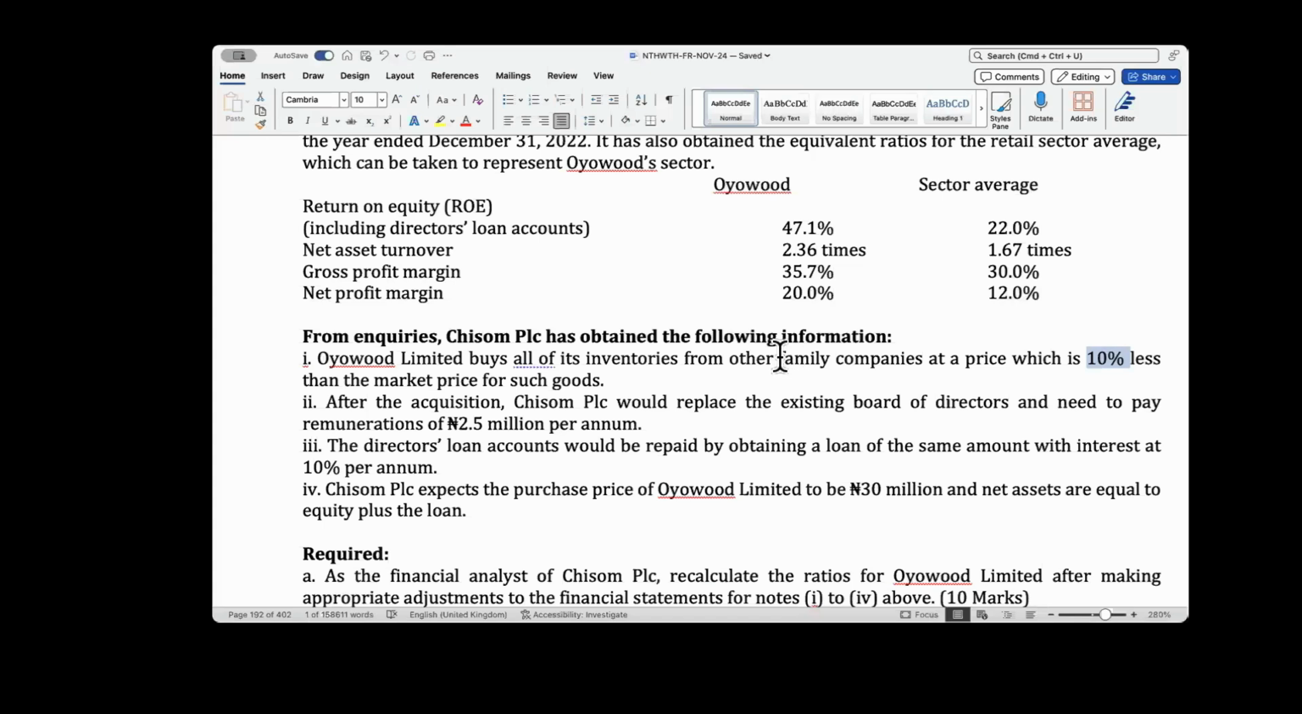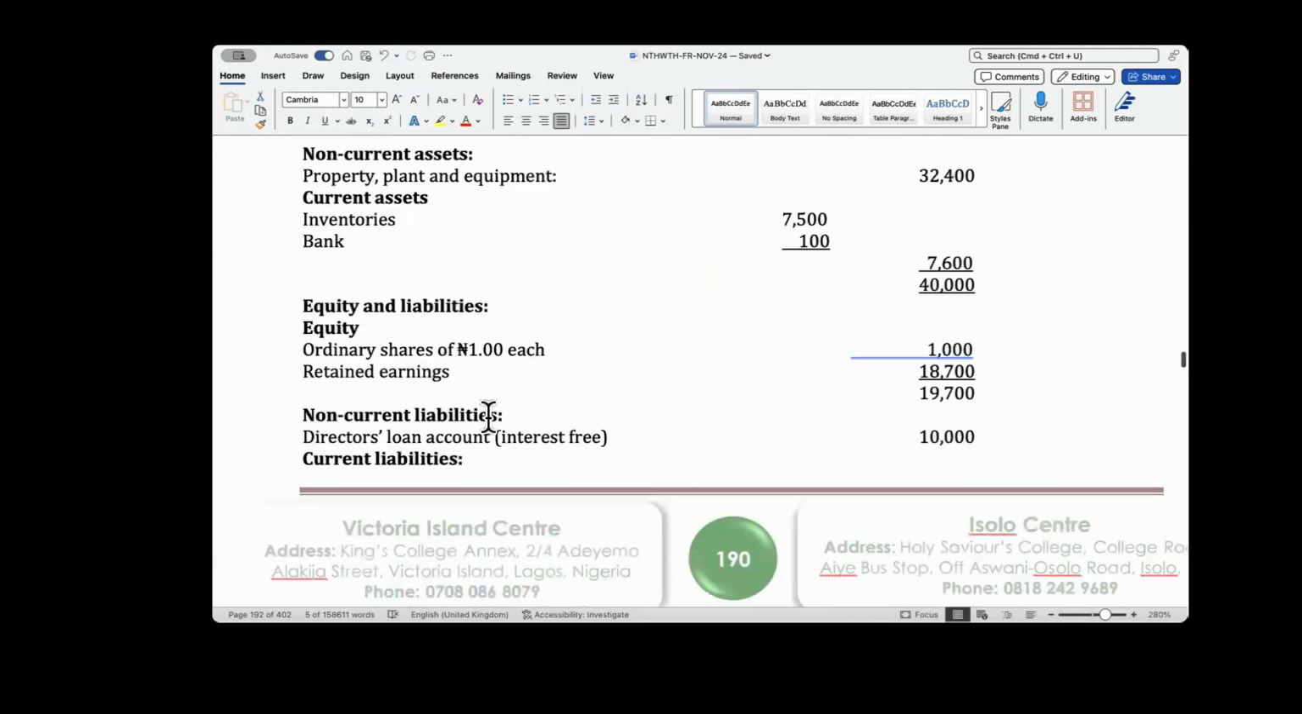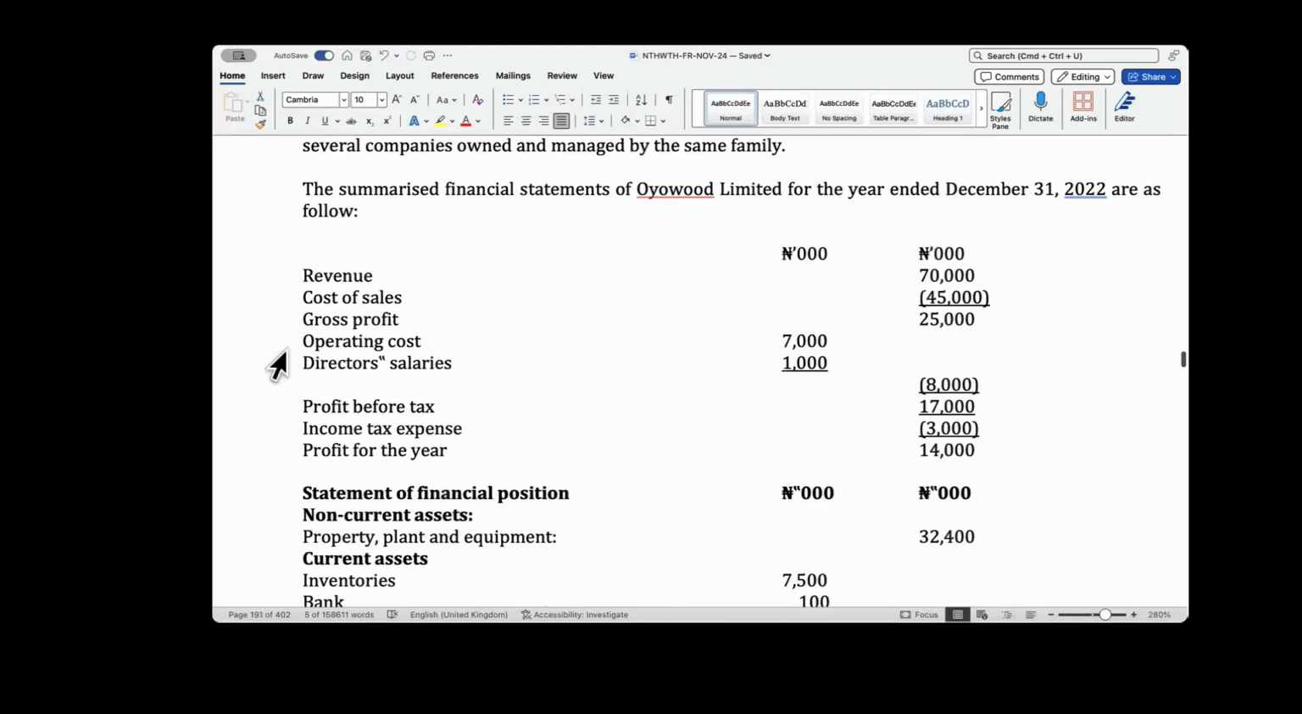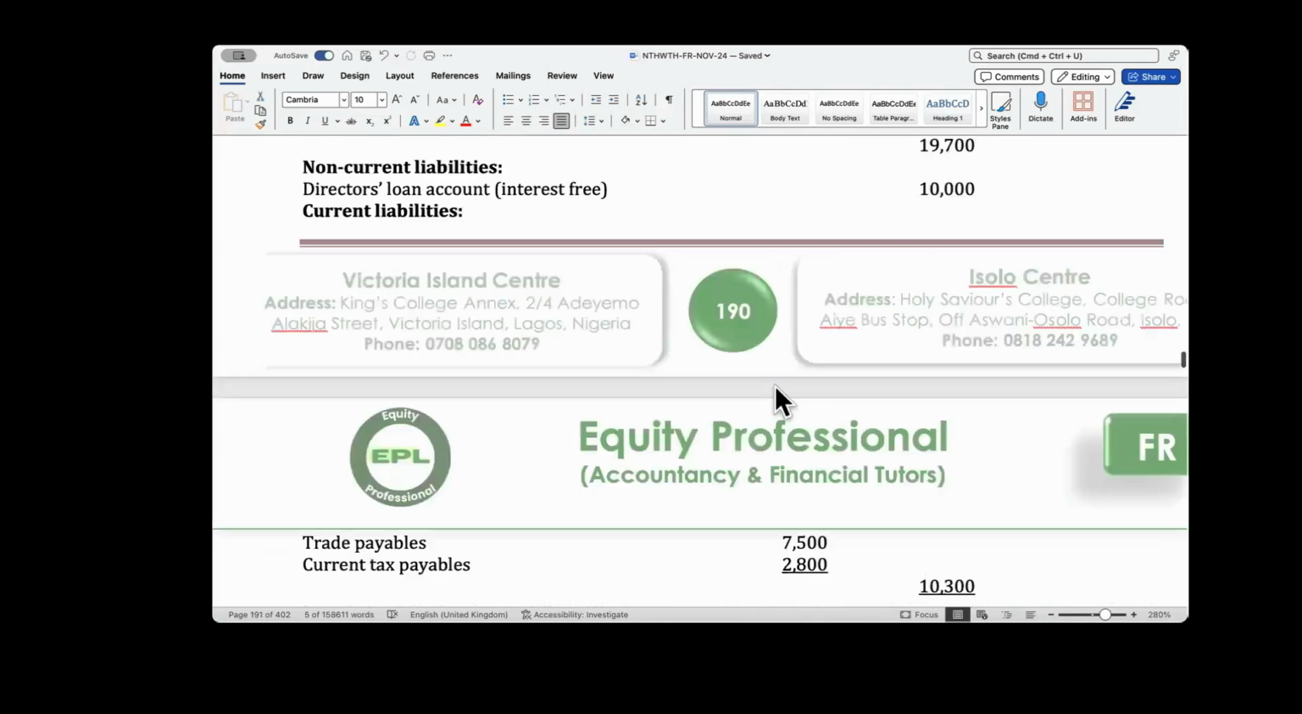Secondly, they said after acquisition, Shison PLC will replace the existing board of directors. I need to pay. So that means I would need to increase this director's salary. I will need to increase it from 1 million to 2.5 million.